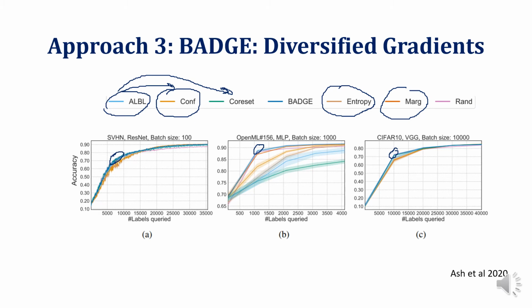Entropy is basically an uncertainty based active learning algorithm that selects the top B examples according to the entropy of the example's predictive class probability distribution. So effectively it's based on a submodular function.